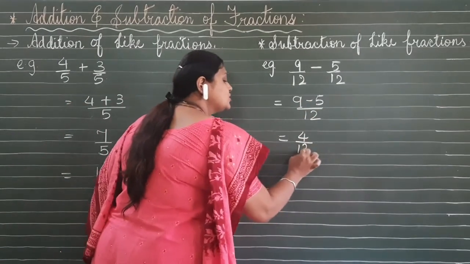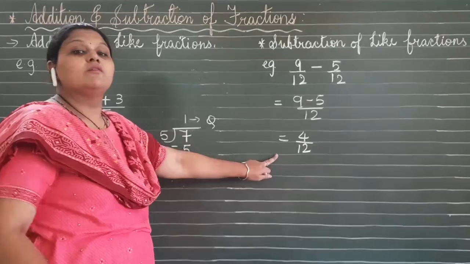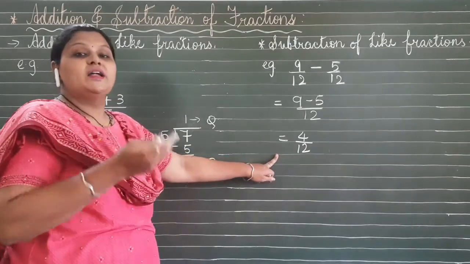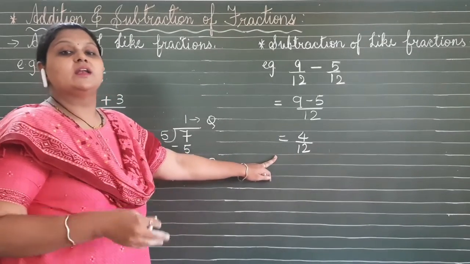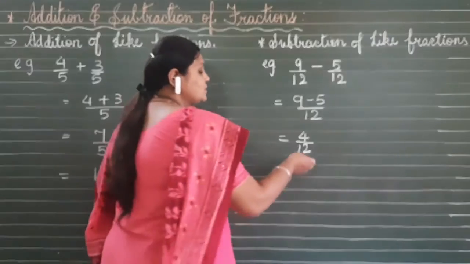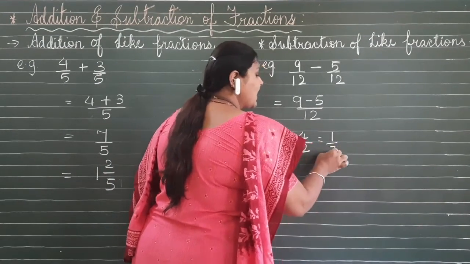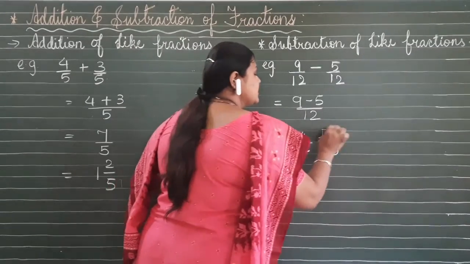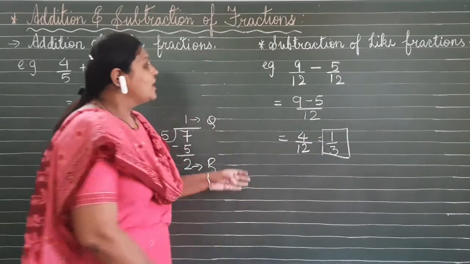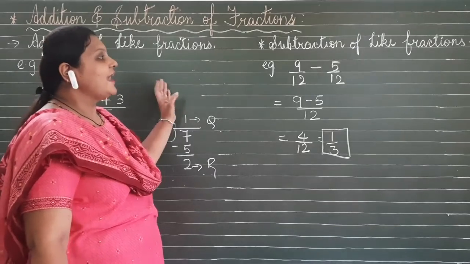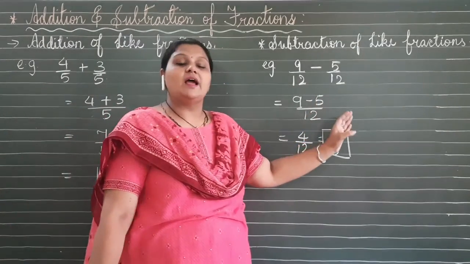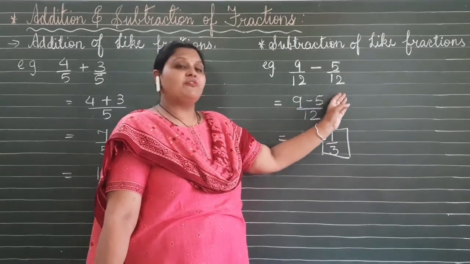4 upon 12. Now this fraction we can convert into its lowest term or in its simplest form. So we can say 4 ones are 4, 4 threes are 12. So answer is 1 upon 3. So this is how we will add like fractions and this is how we will subtract like fractions.